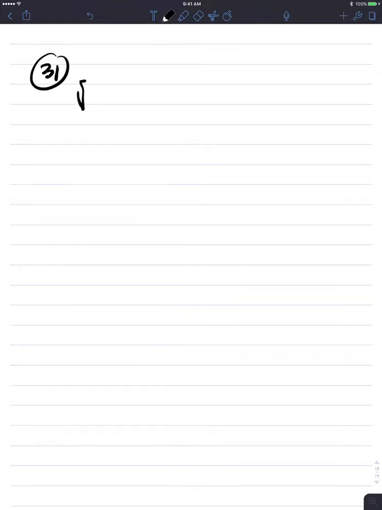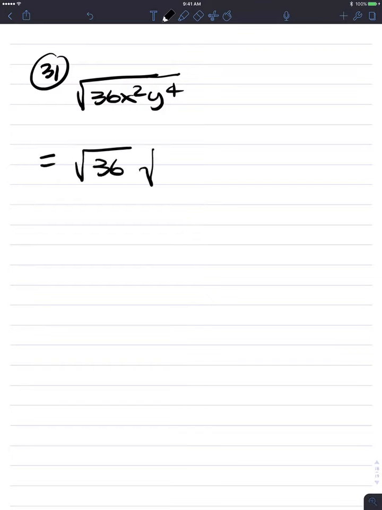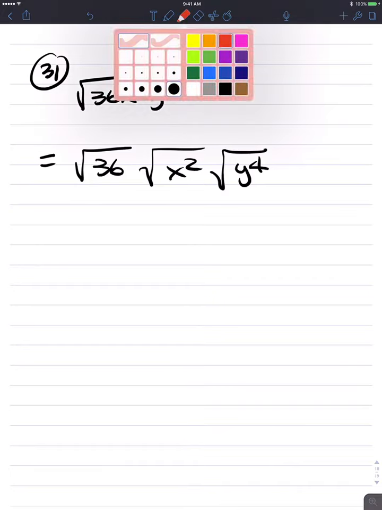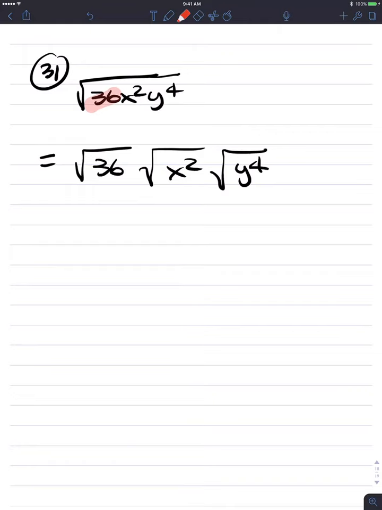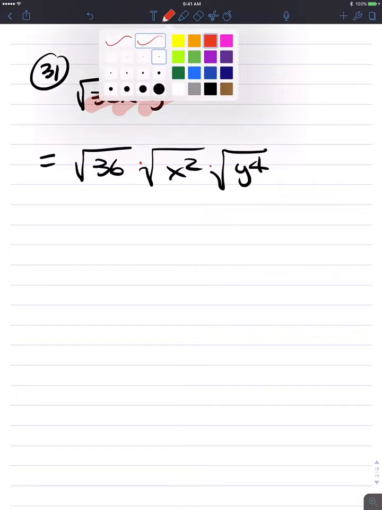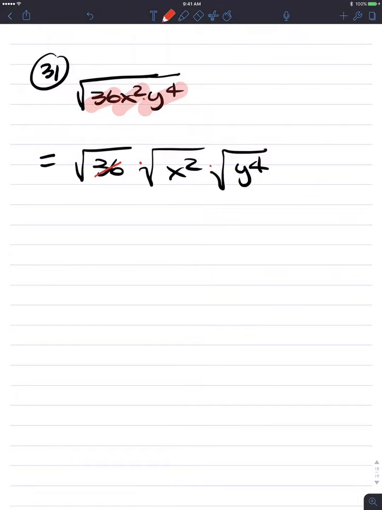31. The square root of 36 x squared y to the fourth. What we've seen in class was the product rule can be generalized to any number of terms. Meaning, if we identify that we have 36 as a perfect square, x squared as a perfect square, y to the fourth as a perfect square, our operations must be multiplication and multiplication. We can simply simplify each perfect square separately.